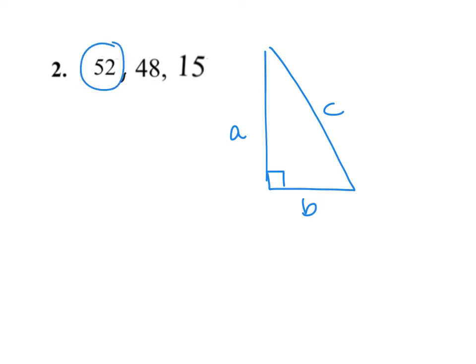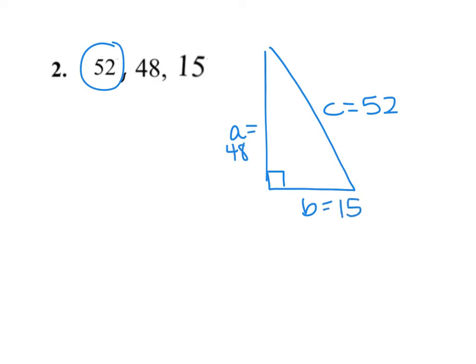I have 52, 48, and 15. And again, remember on the right triangle, if it is a right triangle, our a and our b and our c, and that c has to be the longest side. Now notice these numbers are not in order, with the first two being the legs and then the last one. So you need to place the biggest number, the biggest side, as that c. And then it doesn't matter about the 48 and the 15. Let's just make this our 48 and this side being our 15.